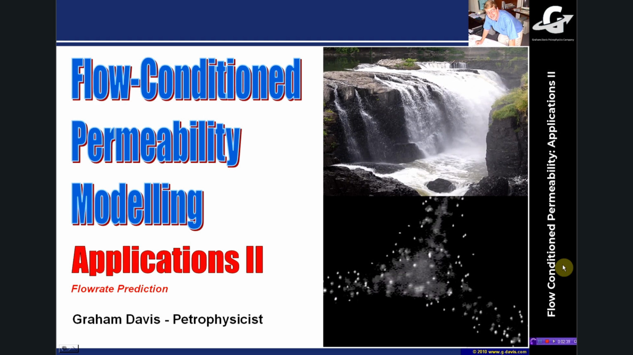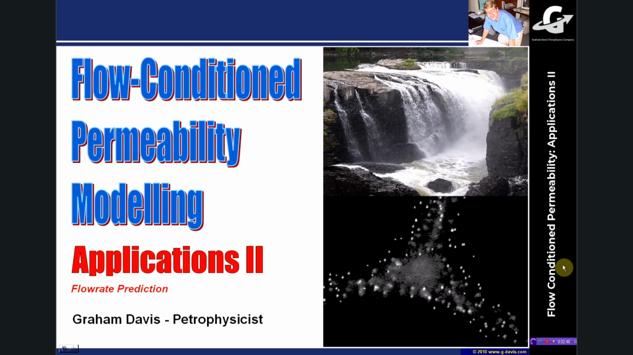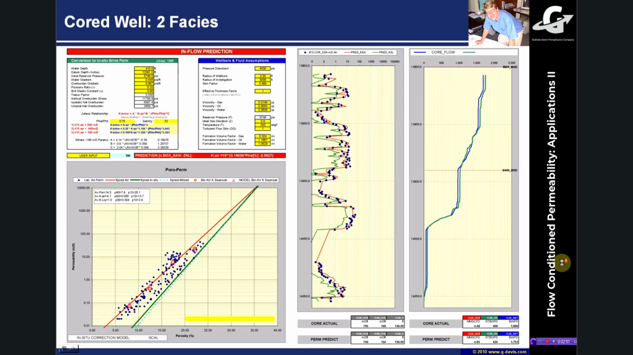Welcome to the second application presentation for my flow condition permeability modeling. In this presentation, I'd like to touch on some flow rate prediction work. Okay, you may recall this presentation slide before. This was in my second applications presentation. It's a cored well, it's a fairly tight sandstone reservoir, and this is the predicted flow profile. And in this particular well, we've got two facies, an upper cloud of data points here and a lower cloud of data points here, and that corresponds to this upper sand package here and these lower sands down here. So those are the two facies.